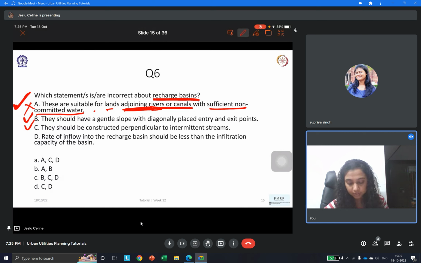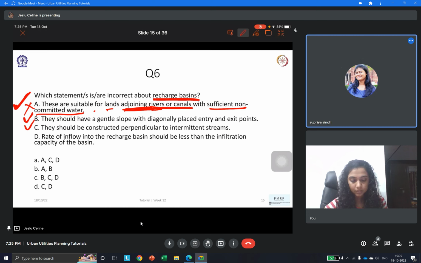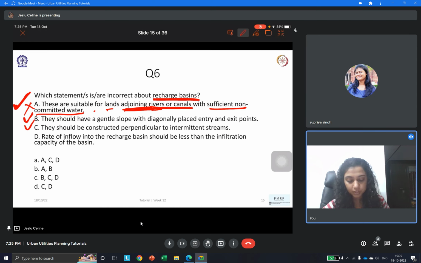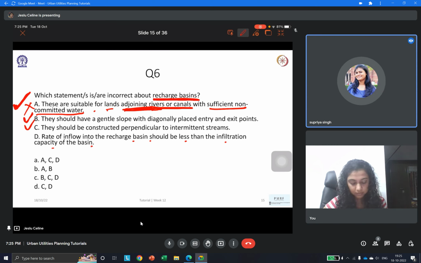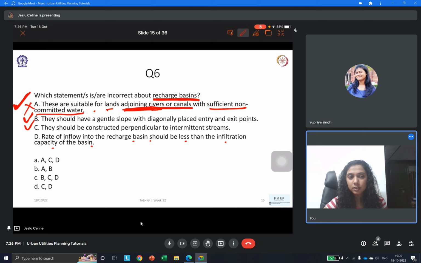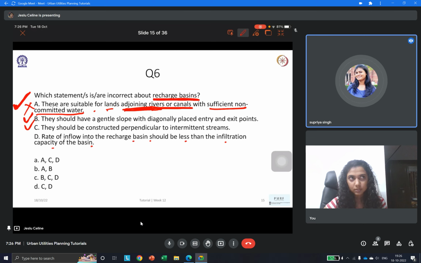And option D, the rate of inflow into the recharge basin should be less than the infiltration capacity of the basin. Let me read it once more. The rate of inflow into the recharge basin should be less than the infiltration capacity of the basin. No, it would be more than the infiltration capacity. Why should it be more? Because it is talking about the recharge basin, and the inflow should be more than the infiltration capacity.